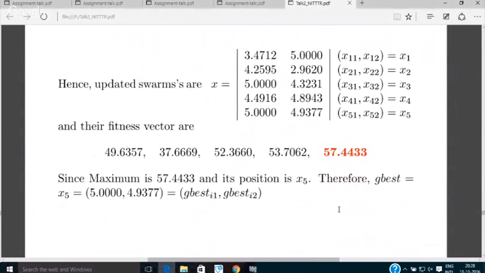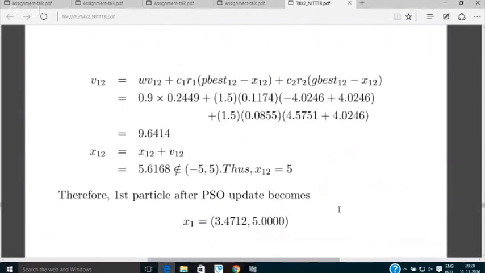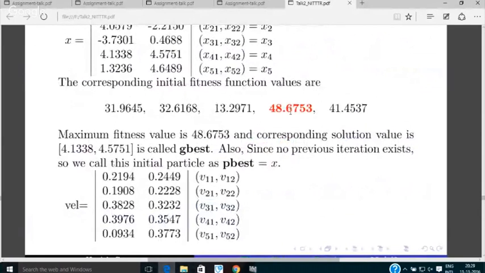57.4433. Remember this value in your mind. What's the previous global best? Just look at that. It is 48.6753, and our target is to maximize that. So it means we replace this 48.6753 with the new one. That is a global value.